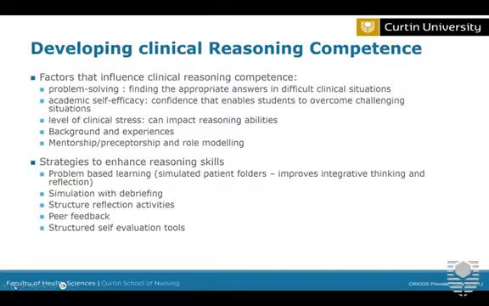Simulation also includes debriefing, as our labs also include debriefing. You will do structured reflection activities at the end of each module.